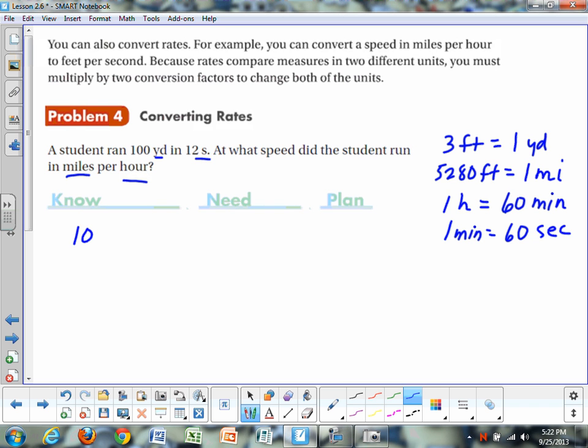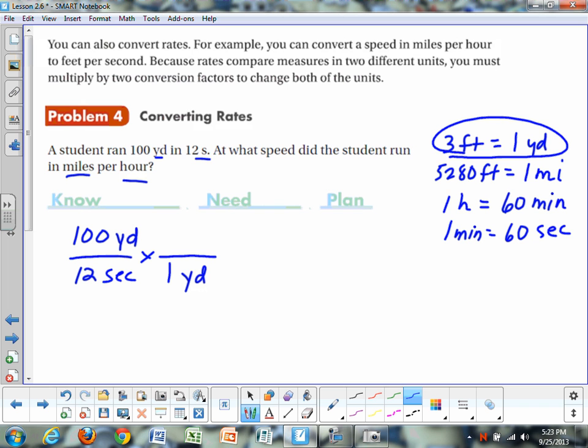So I'm going to start with the student runs 100 yards per 12 seconds. Start with that rate. And I'm going to multiply by a conversion factor, which is multiplying by 1. But I want to cancel something out here. So I think I'm going to start by canceling out my yards. So I'm going to put a yard down here, and that's this one here. 1 yard. To keep it equal to 1, I'm going to put 3 feet on top because they're the same size. They're just different units of measurement.